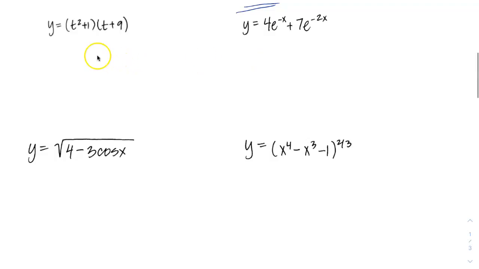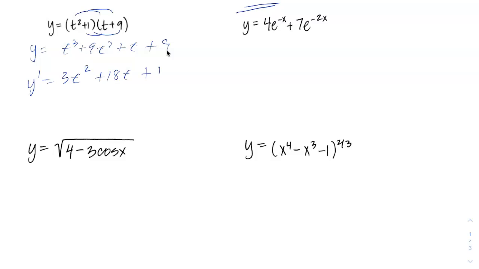Moving on. This one is a product rule I could do. You could also simplify it out, multiply it out, and then just do a normal derivative. That's what I'm going to do first. Let's distribute it out. So I get t cubed plus 9t squared plus t plus 9. Now, again, in this case, I haven't taken a derivative, so that's just what it is. And now I can take a derivative. So 3t squared, plus 18t plus 1. The coefficient here is 1, so go 1. That's a constant, so it goes away. So that'll be my answer.